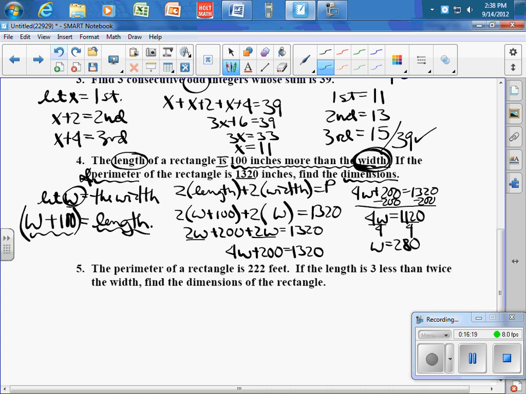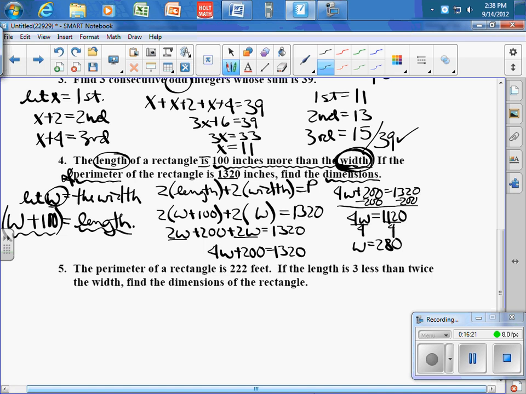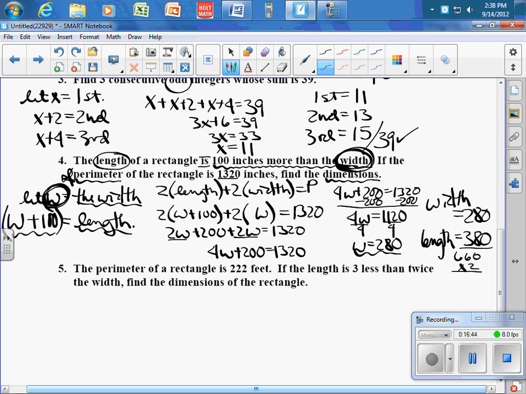Since in the very beginning we said that W was the width, it must mean that the width is 280. How do you find the length? Add 100 and you get 380. We always want to make sure that things work out in a story problem. So add those two things together, you get 660. And because we have to multiply it by 2, we get 1,320, and it does check out.